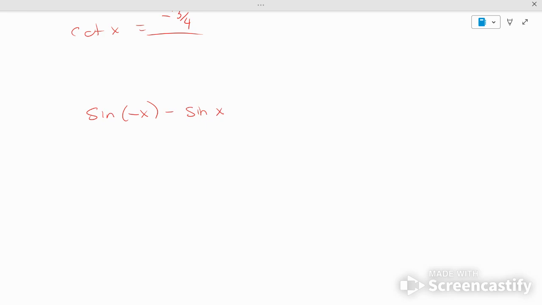Sine of negative x minus sine of x. What's the sine of negative x equal to? So negative sine of x minus sine of x is negative 2 sine of x.